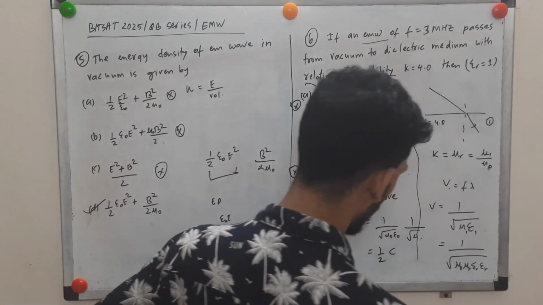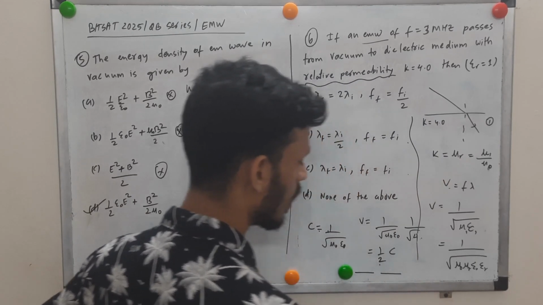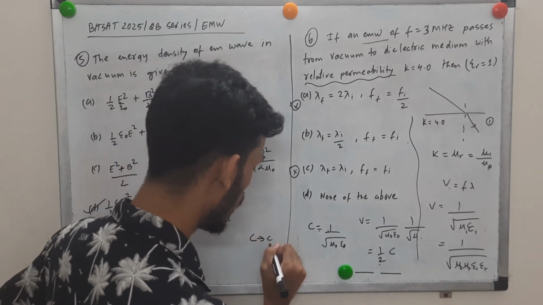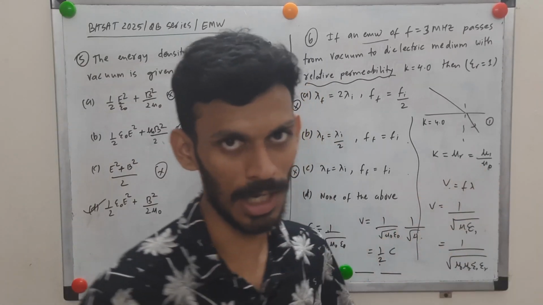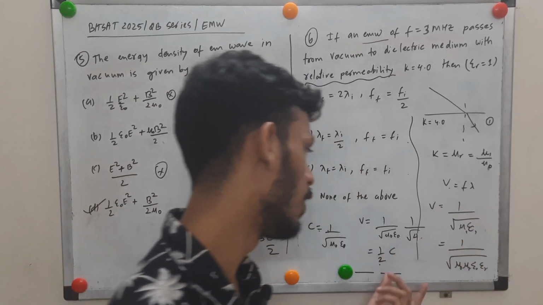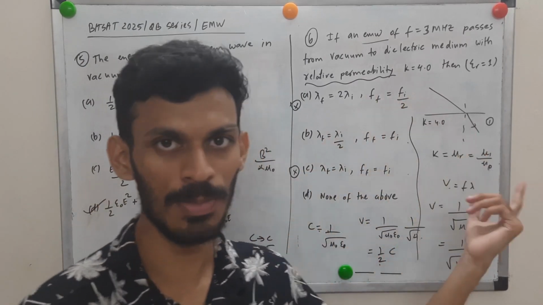So what is happening when the light travels from vacuum to this medium? The speed is becoming half. So speed goes from C to C by 2. Basically we found out the speed in the second medium. That was the objective. We used this formula and found the speed: C in vacuum to C by 2 in this medium.